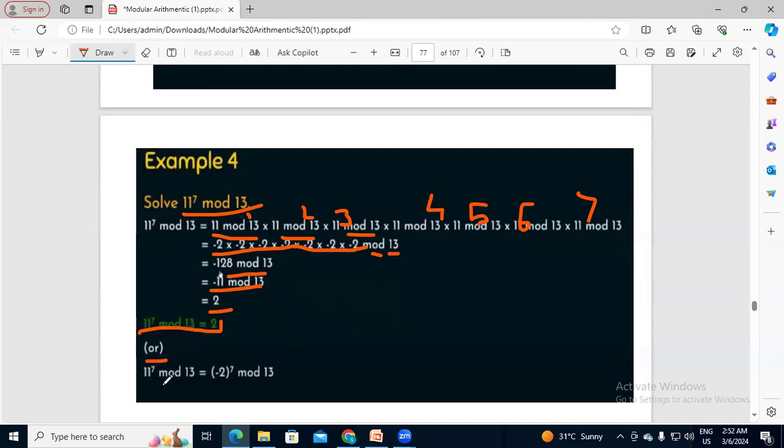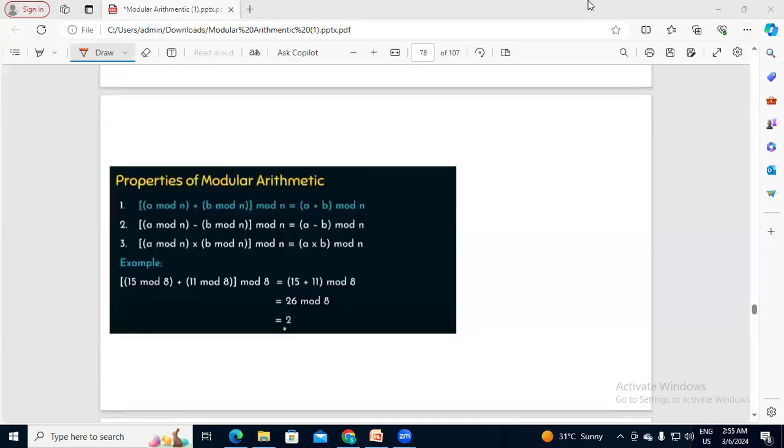Or how can you do that? 11 to the power 7 mod 13, you can write it like minus 2 to the power 7, because 11 and minus 2 are congruent to each other for modulus 13. I hope it's clear to you.